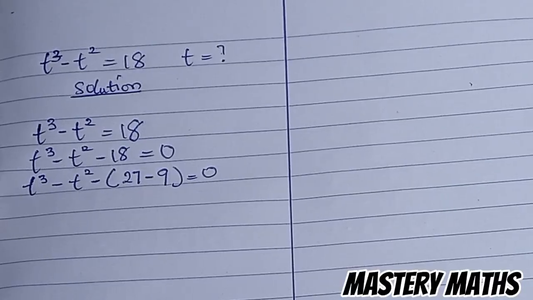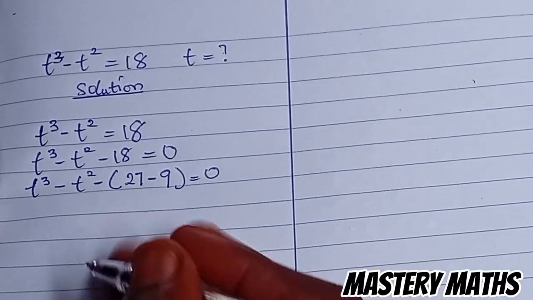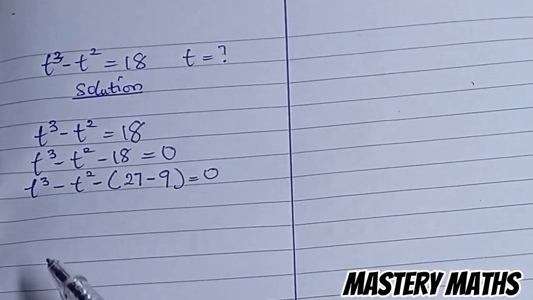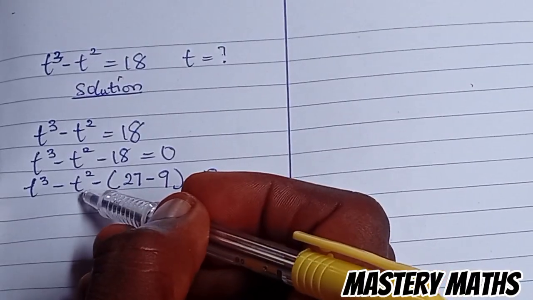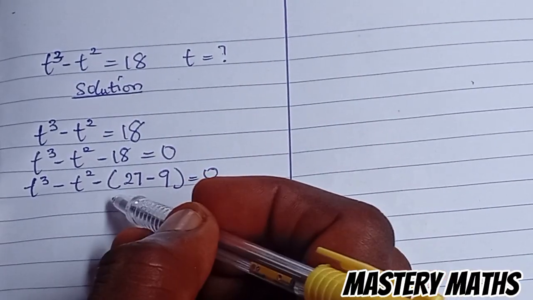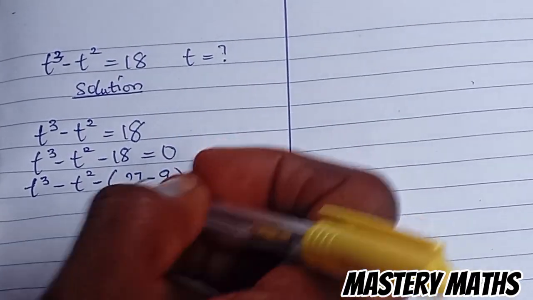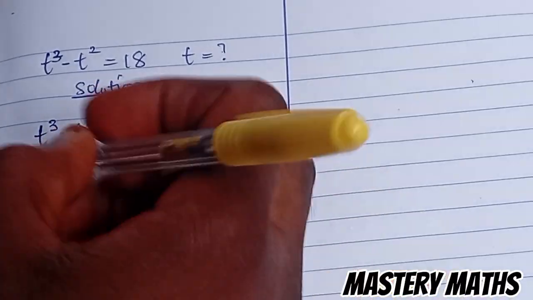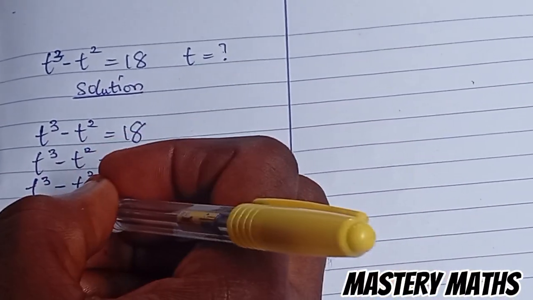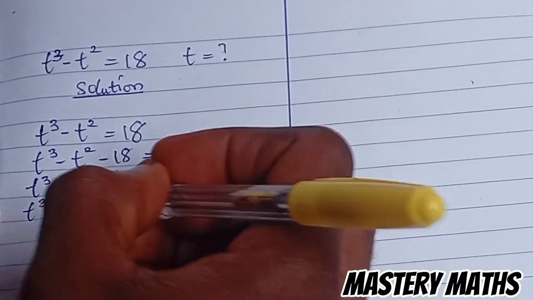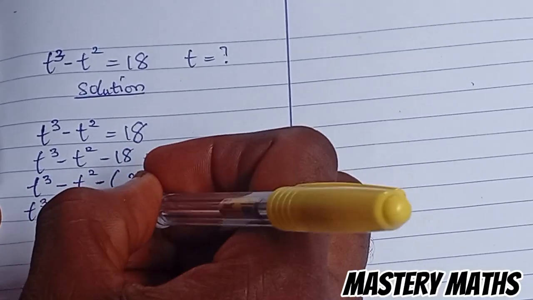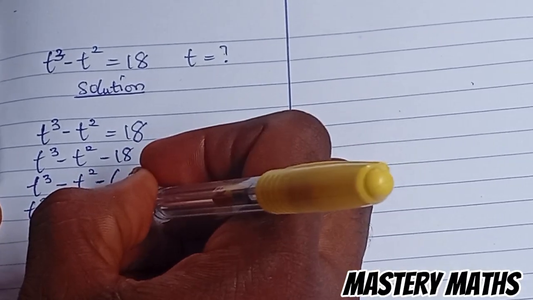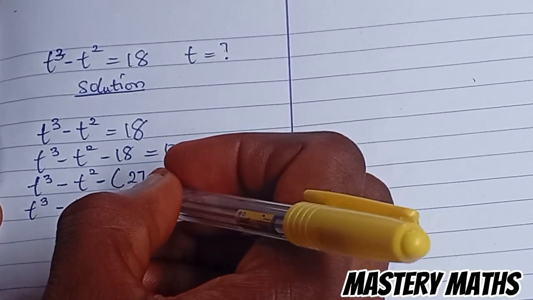27 minus 9 will subtract each other to give us the 18. Now, after we've done that, what should be the next thing? Now, if you watch, this t has to be raised to the power of 3, and this t has to be raised to the power of 2. Now, we're going to equate the power. We'll look for the square of 27 and the square of 9. So it's going to be t raised to the power of 3 minus t raised to the power of 2. Then you have your minus. We'll bring it out from the bracket.